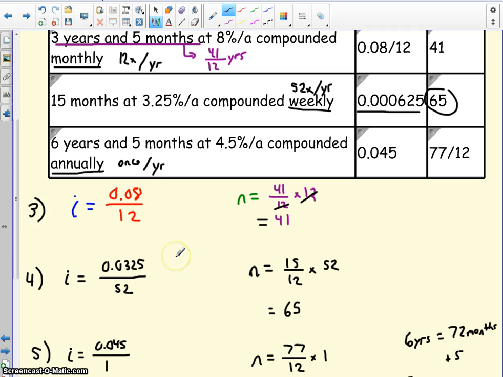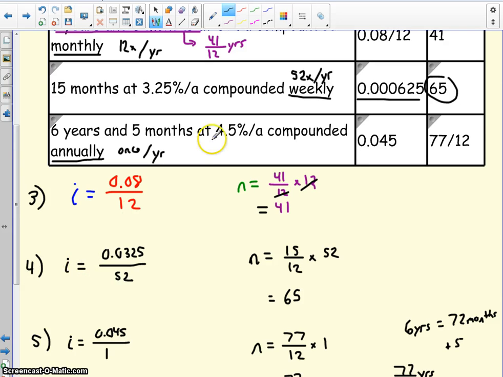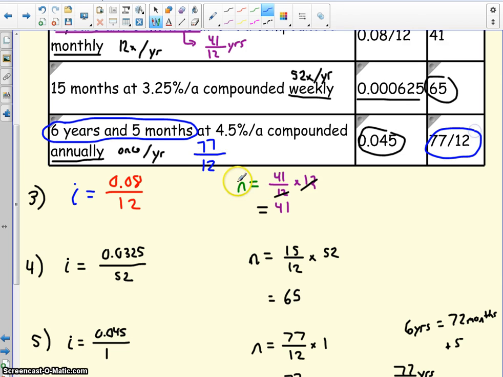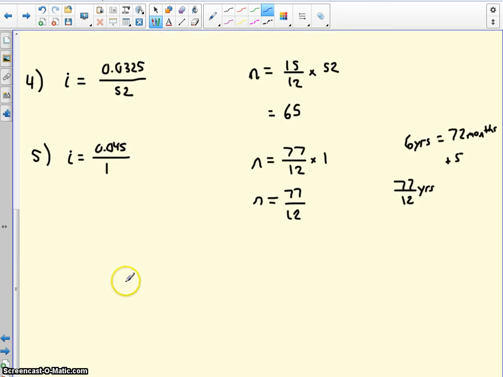And last but not least, compounded annually. Like the very, very first example we did in slide 1, this just means once a year. So really nothing needs to be done. The 4.5%, you turn to a decimal, divided by 1, stays the same, 0.045. The 6 years and 5 months, when you convert that to years, 6 years is 72 months, plus another 5 months is 77 months, so you get 77 over 12 years. And since it's compounded annually, it stays the same for n.